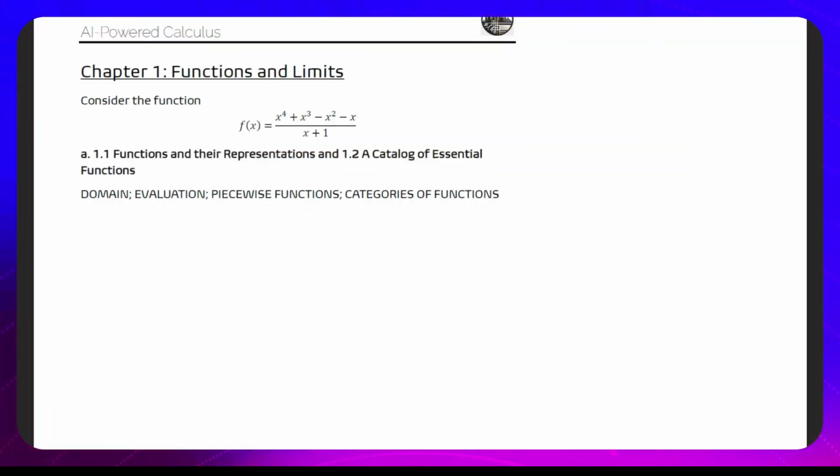Welcome to AI-powered calculus. We are taking a look at a function f of x is equal to x to the fourth plus x cubed minus x squared minus x divided by x plus 1. And we just want to march through chapter 1 of our textbook to try to get a solid understanding of what's going on with this function from a 360 perspective. So let's go ahead and take a look at what's going on.